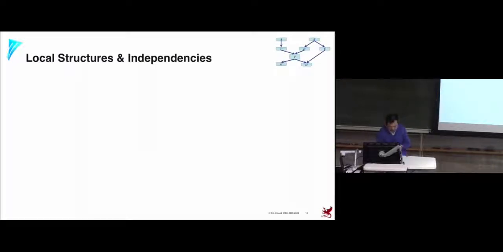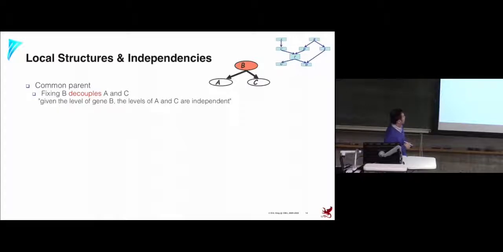Let's begin by looking at some local structures. In this graph, you can see a finite number of local structures. Here is one. It's called the common parent structure, which is one parent giving rise to a couple of children, and that corresponds to a particular type of conditional independencies. It basically says that in P of A, B and C given B, A and C become independent given B, which means that P of A given B and P of C given B can be multiplied.